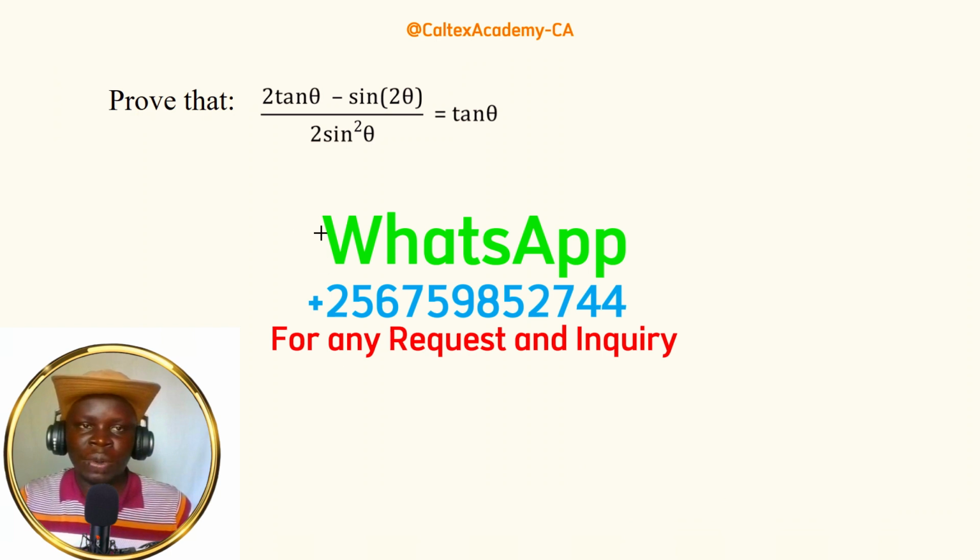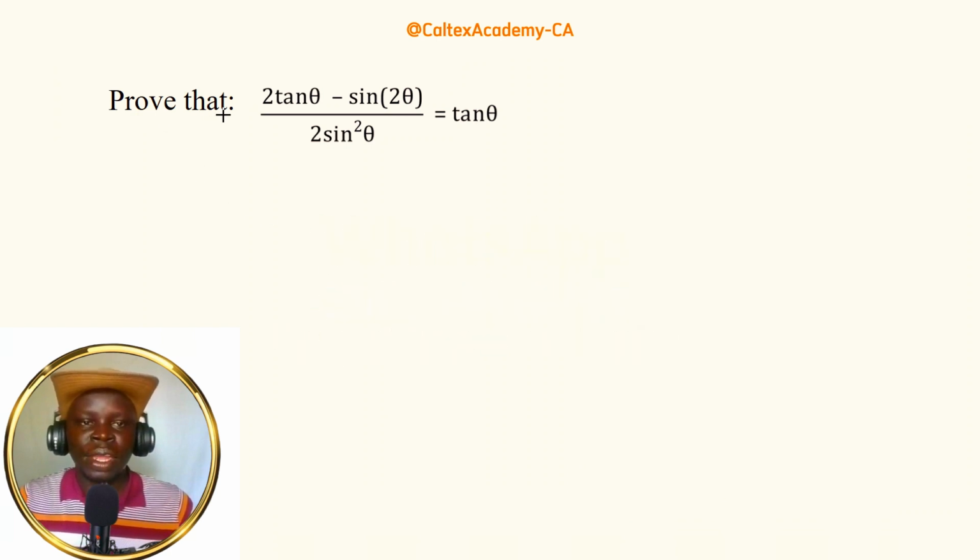So let's take a look at the question. Prove that (2 tan theta minus sine 2 theta) over (2 sine square theta) equals tan theta.